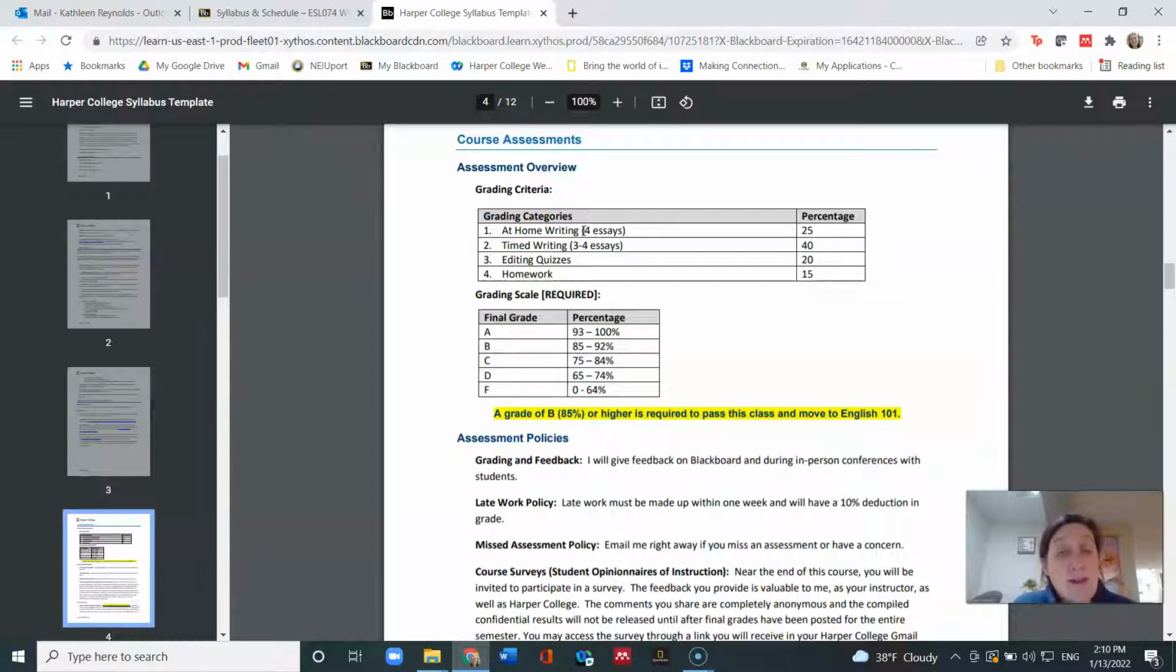We will also do timed writing tests, where we write an essay within 2 hours. We will have editing quizzes or concept checks about important grammar concepts, and we will have homework. This is the grading scale for the ESL department. Please note that according to our agreement with the English department, a grade of B, 85% or higher, is required to pass this class and move to English 101.